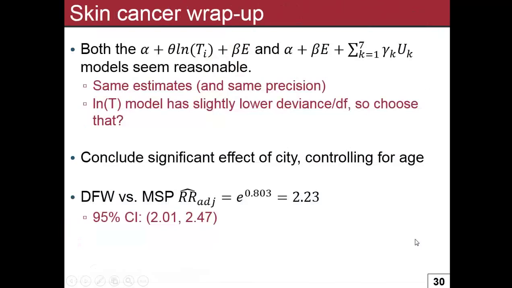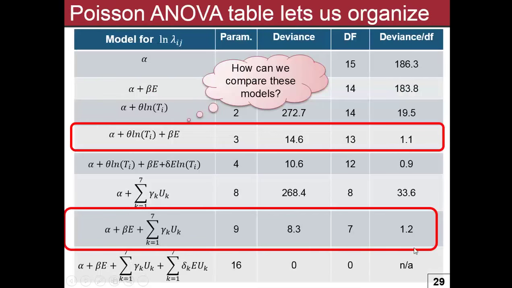1.1, 1.2. You get the same estimates for the rate ratio, the confidence intervals. It was up there, but we didn't harp on it too much. But the confidence intervals were the same width also. They both seem good. Maybe you go with the log model because it has a lower deviance over degrees of freedom. I mean, it's 1.2 versus 1.1. It's not a big deal.